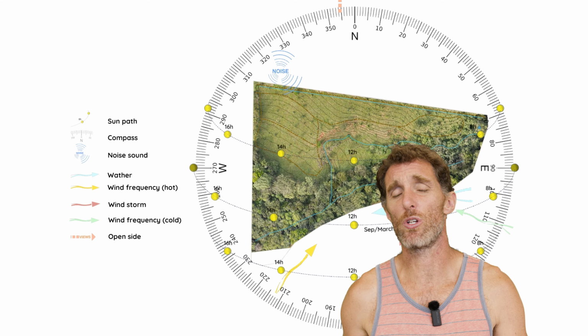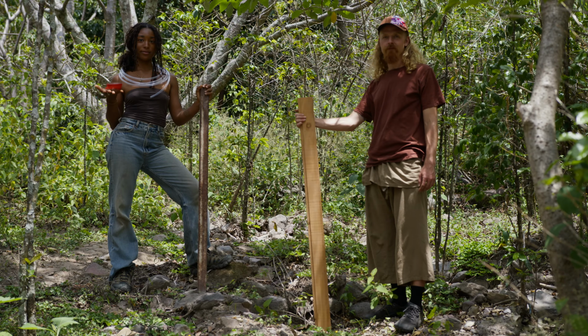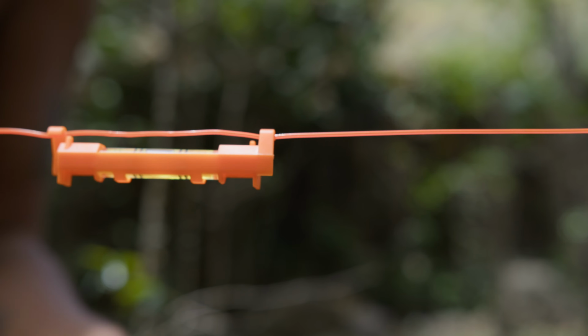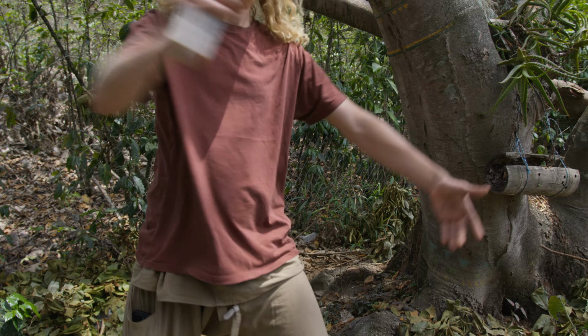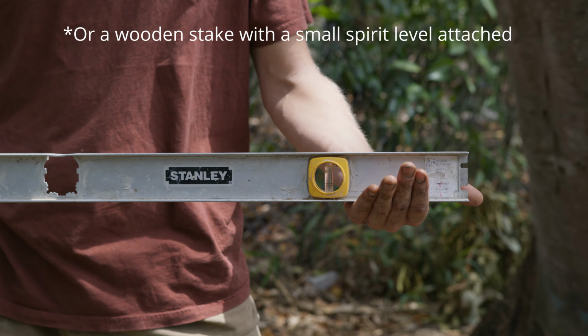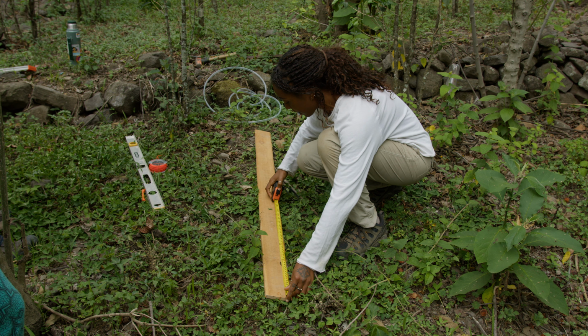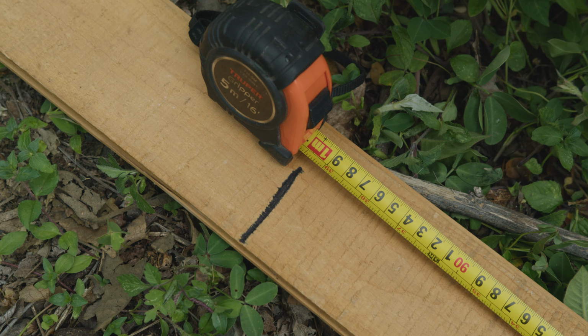In order to do this, you just need two people, a fishing line and a small level to make sure the fishing line itself is level, and then two spirit levels that are at least one meter tall. Before you start, you're going to take your first spirit level and put a notch on it one meter from the bottom.